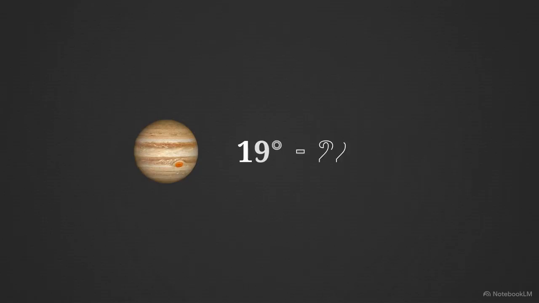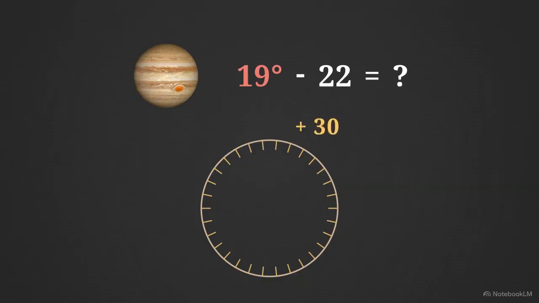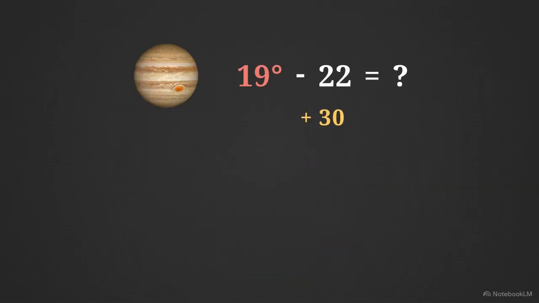For our first method, take your chosen planet's degree and subtract 22, the baseline activation number for the Sun. You might immediately spot a problem. What if your planet sits at a low degree, like 19? This shows how we solve it using the rule of 30. Every zodiac sign consists of exactly 30 degrees, so simply add 30 to your base degree.